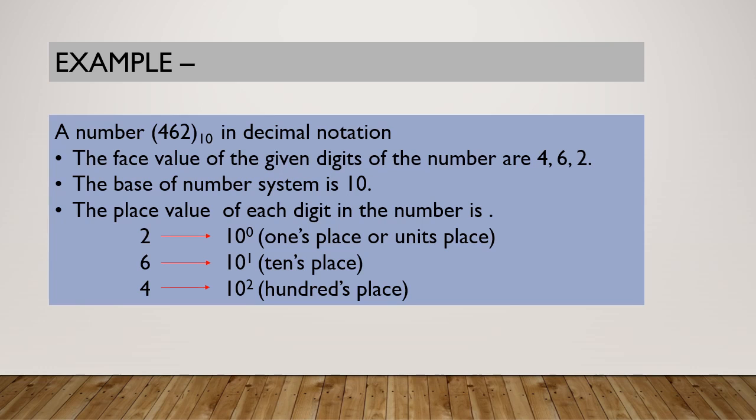The place value of each digit in the number: 2 has the place value units, which is represented as 10 raised to power 0. 6 is in the tens place, which is represented as 10 raised to power 1. And 4 is in the hundreds place, which is represented as 10 raised to power 2.